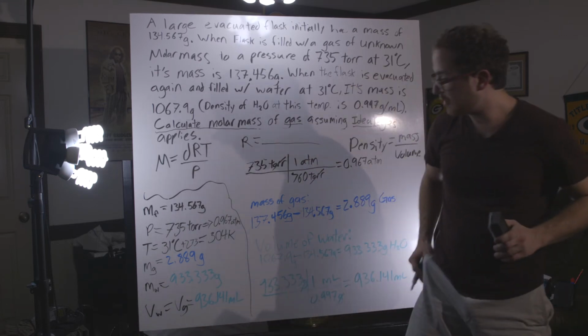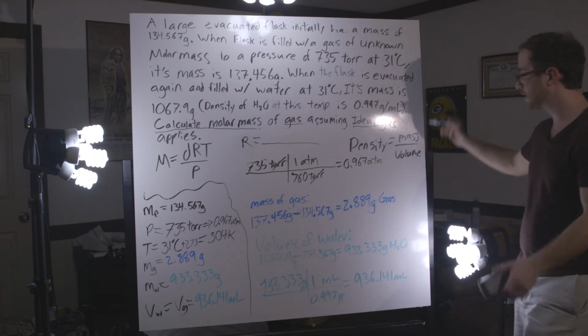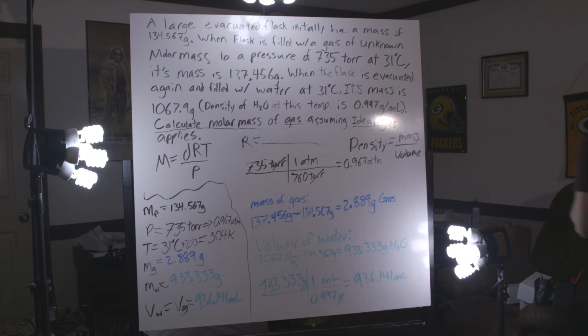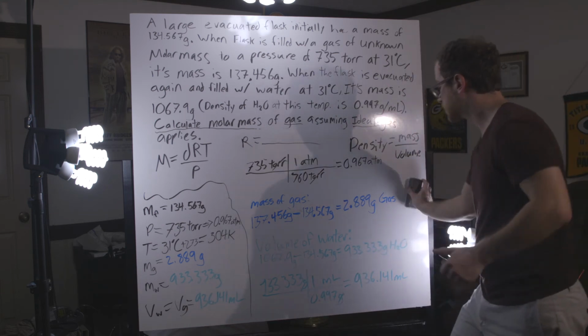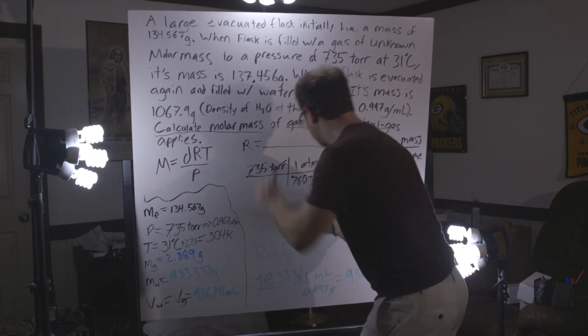So now remember I said if we have the mass of the gas and the volume of the gas, we can divide those two to get the density of the gas. So let's go ahead and do that. I'm going to go ahead and take this away because we've already found that. And I'm going to go ahead and take this away because we've already found that.